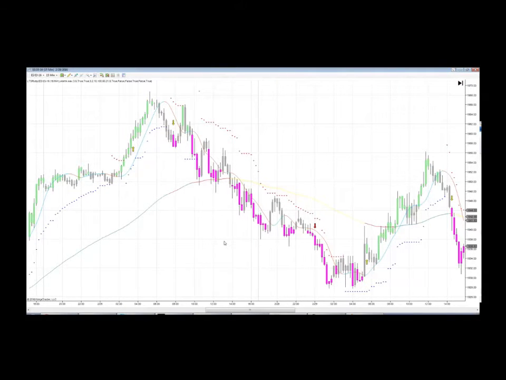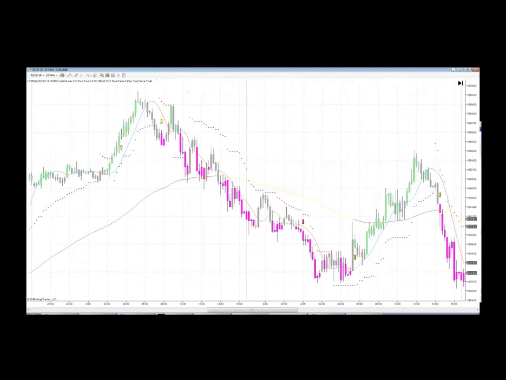So if you're running a sub 5-minute chart, you might want to crank the settings down a little bit lower and adjust it accordingly to what feels right for you.